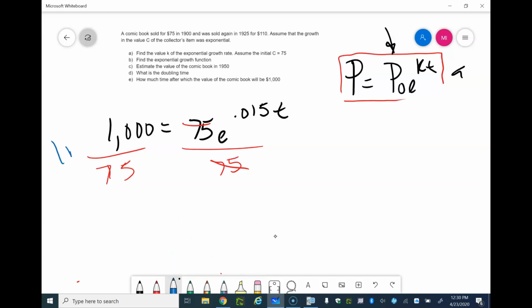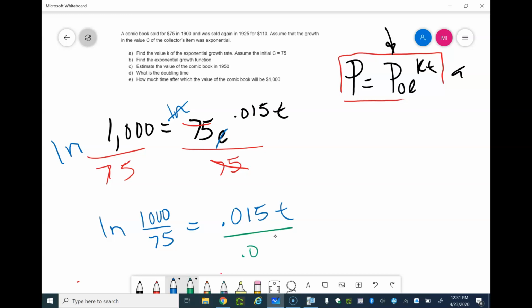So I'm going to take the ln of both sides. I have the ln of 1,000 over 75 is equal to, this ln cancels with this e, 0.015 t. We're going to divide both sides by 0.015 to get t by itself again. Pretty much a lot of this stuff repeats. Finding answers, just know what values to put into this function.